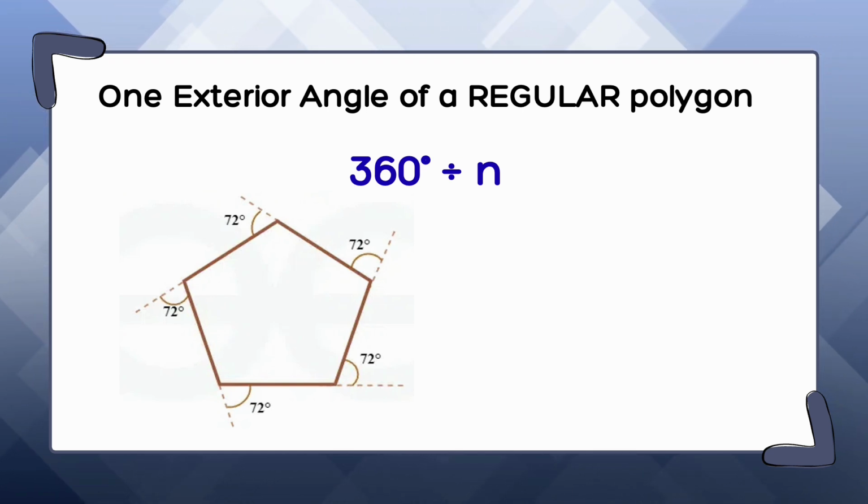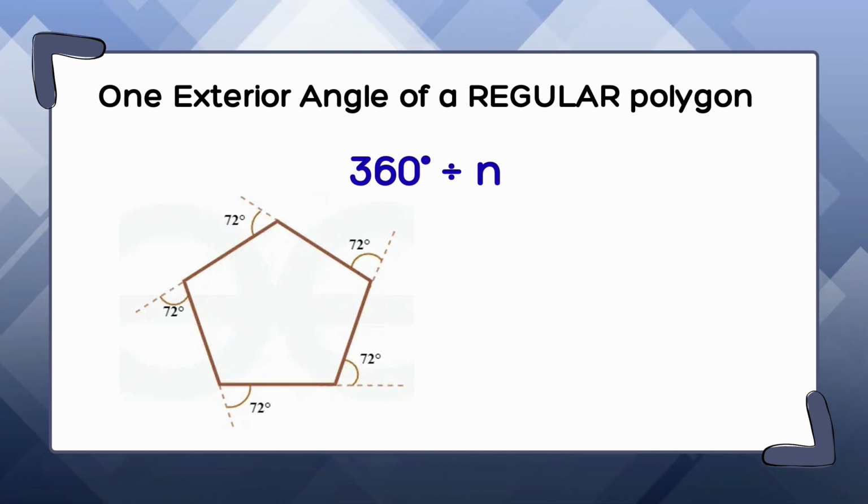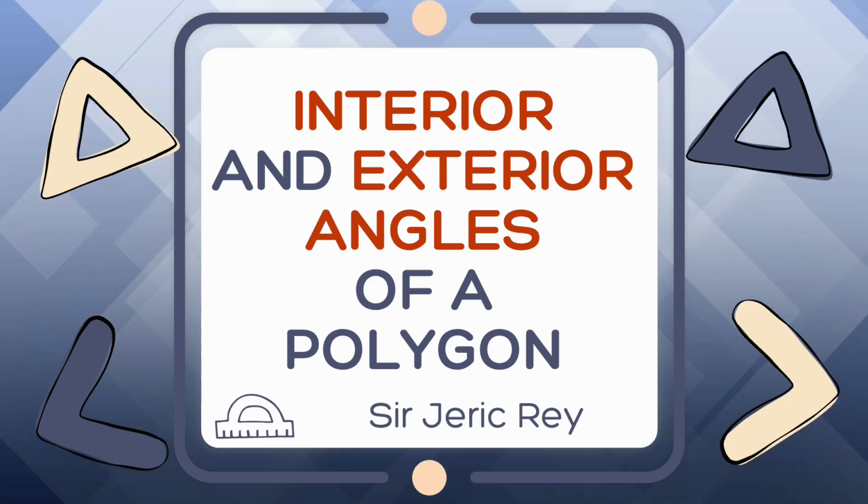If you are concerned about finding the measure of each exterior angle of a polygon, you can use the formula 360 degrees divided by n, where n is the number of sides of the polygon, as long as the polygon is regular. For example, this regular pentagon shows that all of its exterior angles measure 72 degrees. Let us confirm it using the formula. 360 degrees divided by 5, since a pentagon has 5 sides, it will give us a quotient of 72 degrees.